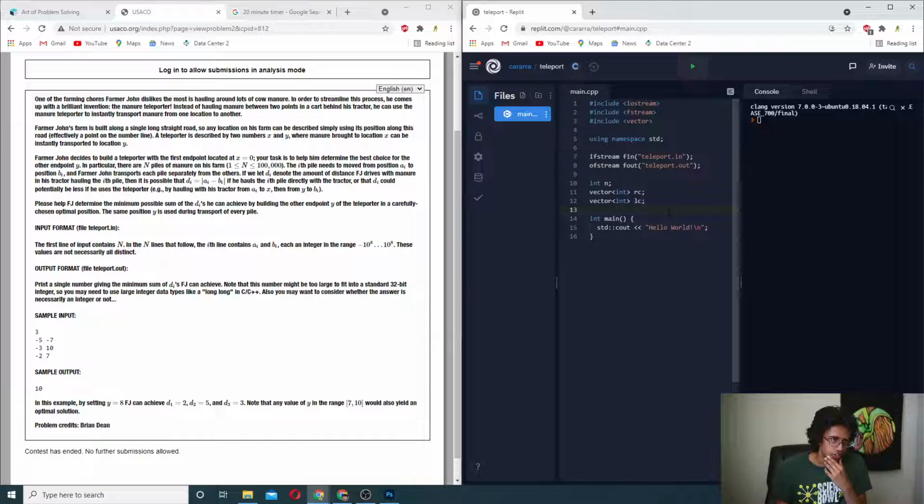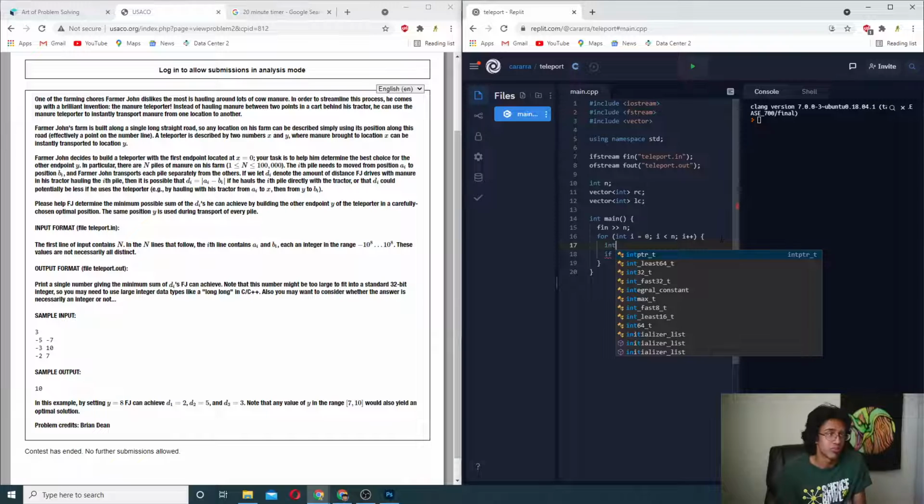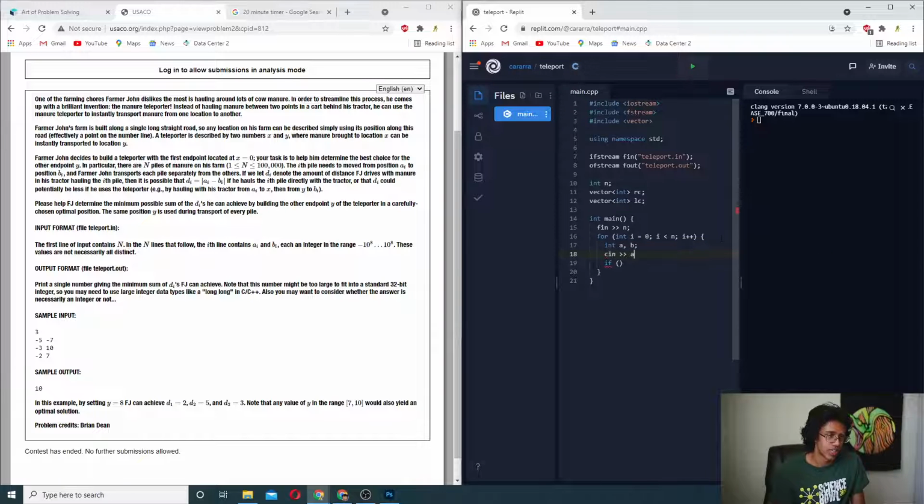And essentially what do we want to do? Okay, so we have fin n, and then for int i equals 0, i less than n, i plus plus. Basically right crossing means that it starts on the left or equal to 0, right? We should probably do left and right, or start and end. Int a, b, fin a, fin b. So if a, which is the starting point, is less than or equal to 0, and b is greater than 0, then it will benefit from having the teleporter move to the right.